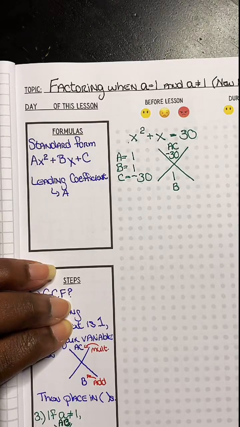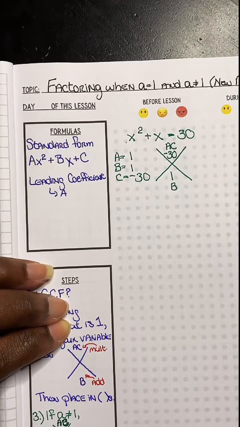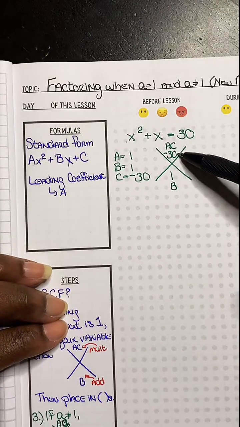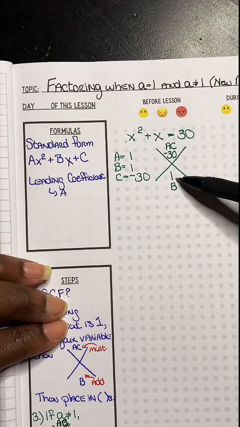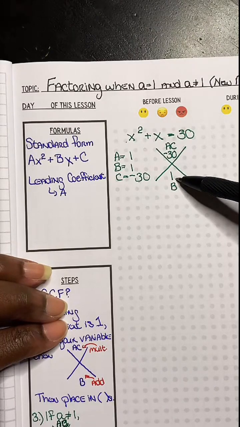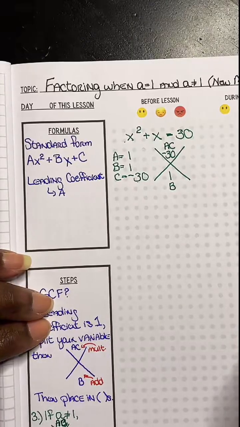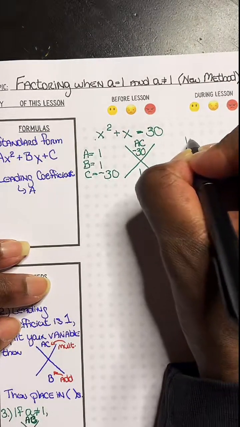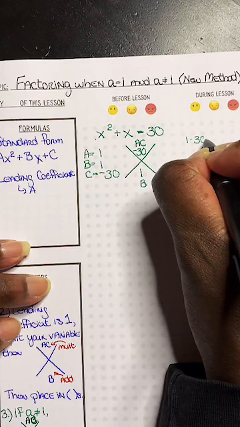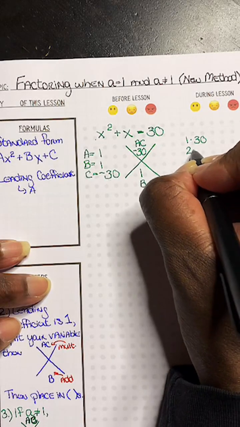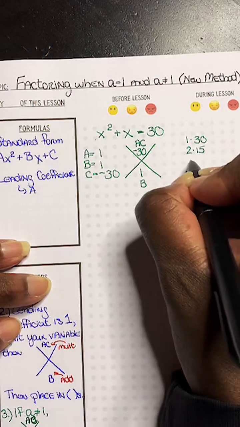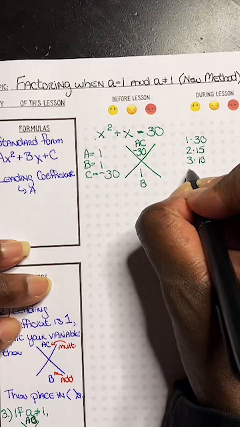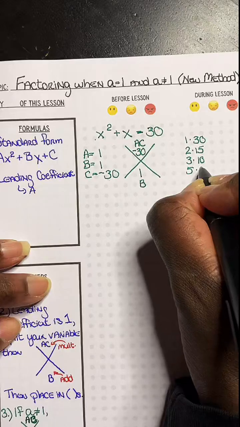Okay. All right. So now we need to figure out what two numbers multiplied together will give me negative 30 and add together will give me 1. So you have to think of what are multiples of negative 30. Well, we know that 1 times 30 will give me 30. We know 2 times 15. We know 3 times 10. We know 5 times 6.